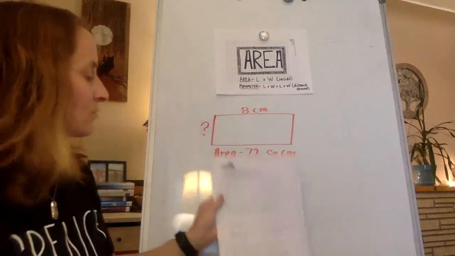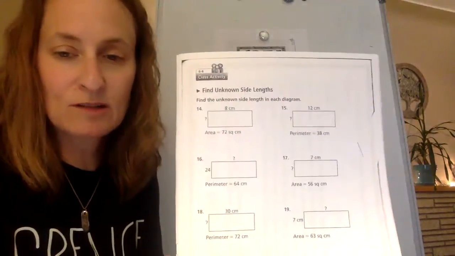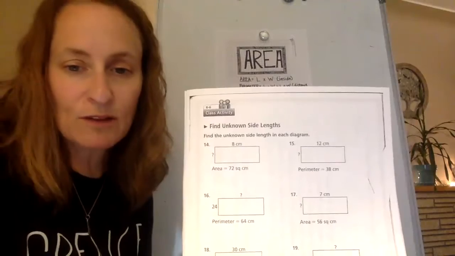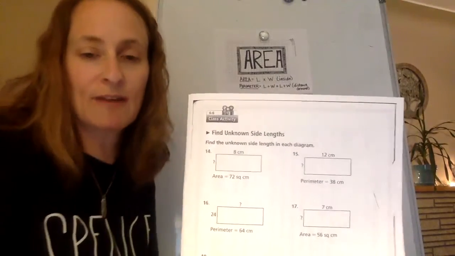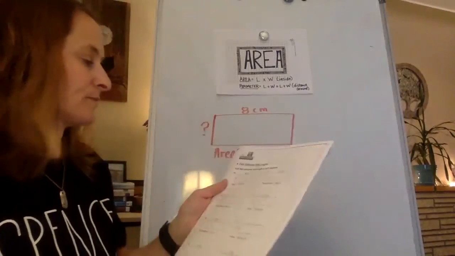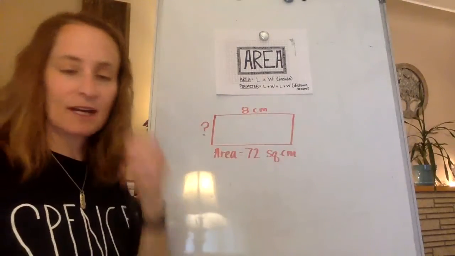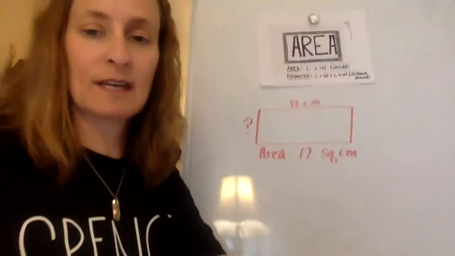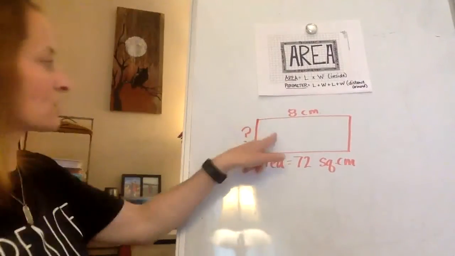So, what you're going to see in your packet is a page that looks like this. I want to go ahead and do a couple with you, one for area and one for perimeter, so you can have an idea of what your job is. So, this first one I made a little bit bigger. Your job is to find the unknown side length. All right, so this is what you're going to see.